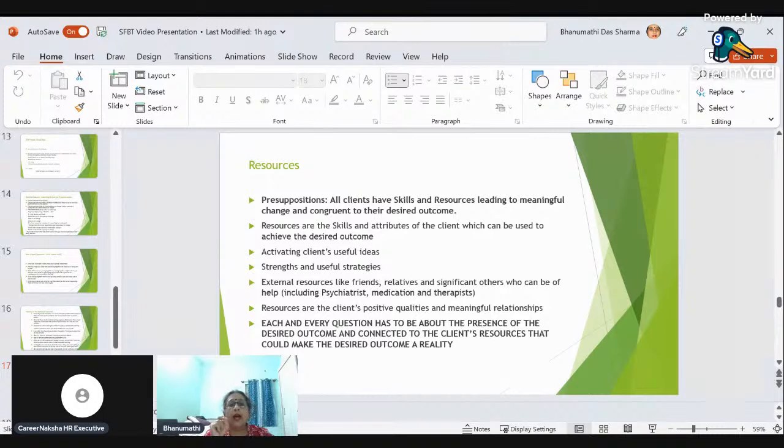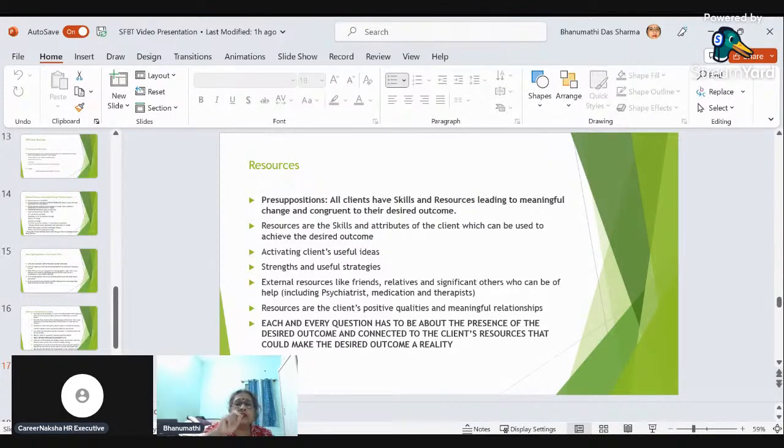Resources and skills and attributes of the client can be used to achieve the desired outcome. It is basically nothing but activating clients' useful ideas. They are the strengths and useful strategies which the clients can use, their own strengths and strategies, not the strategies which the therapist will prescribe, to achieve the desired outcome.